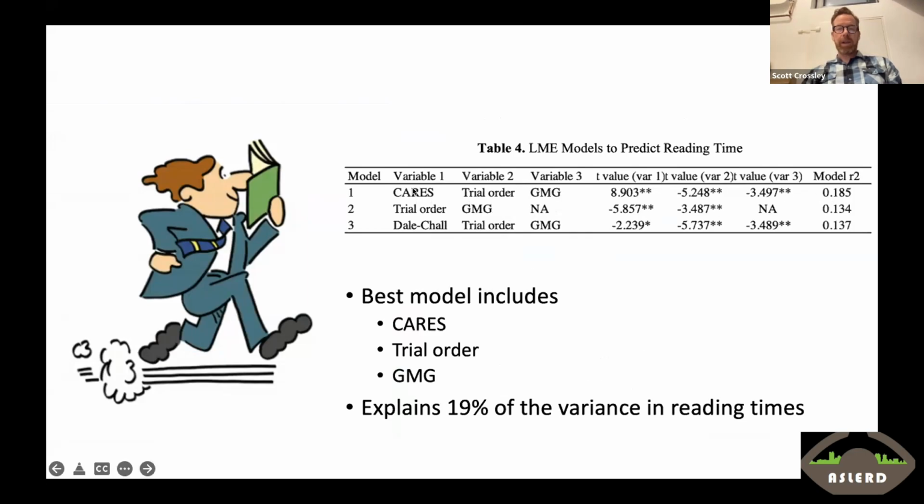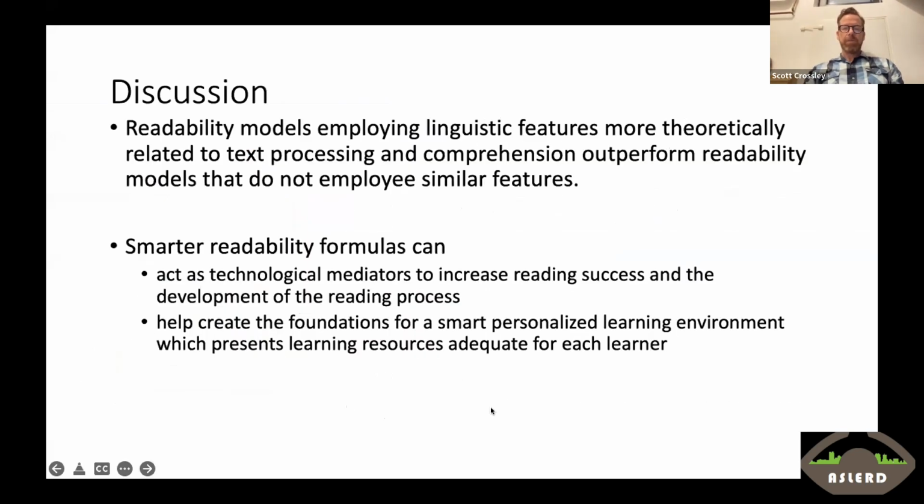In this case, the CARES model was the strongest predictor of reading times, along with trial order and Gates McGinty. It explained about 19% of the variance in reading times. So where does this leave us?